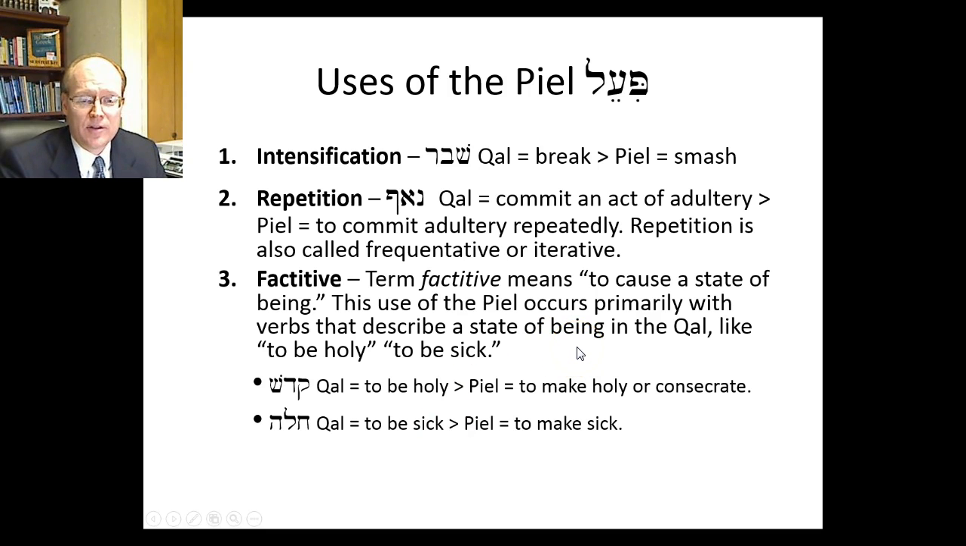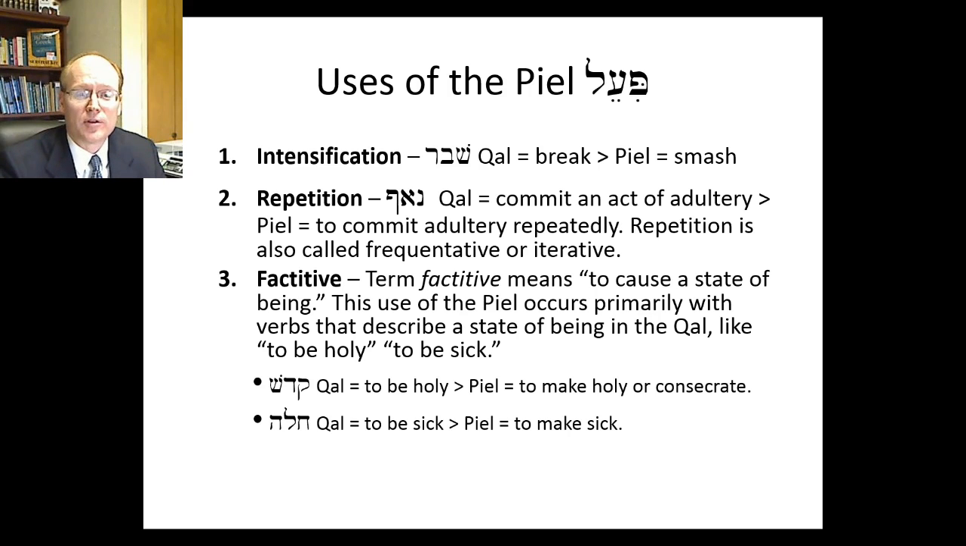So intensification: the Piel often intensifies the sense of the Qal. Shabar means to break. In the Piel, it means to smash. So we've moved from simple breaking to a more intense form. Secondly, the Piel can be used for repetition.